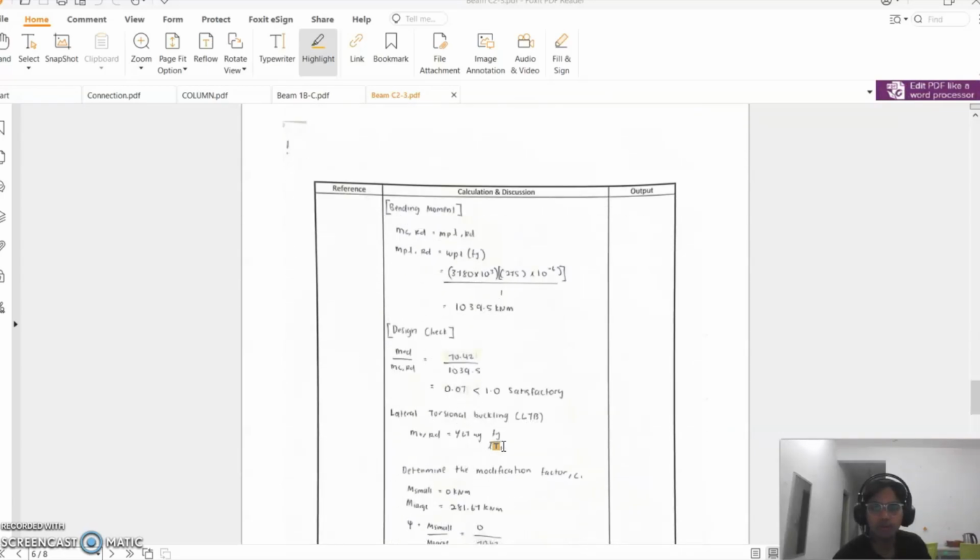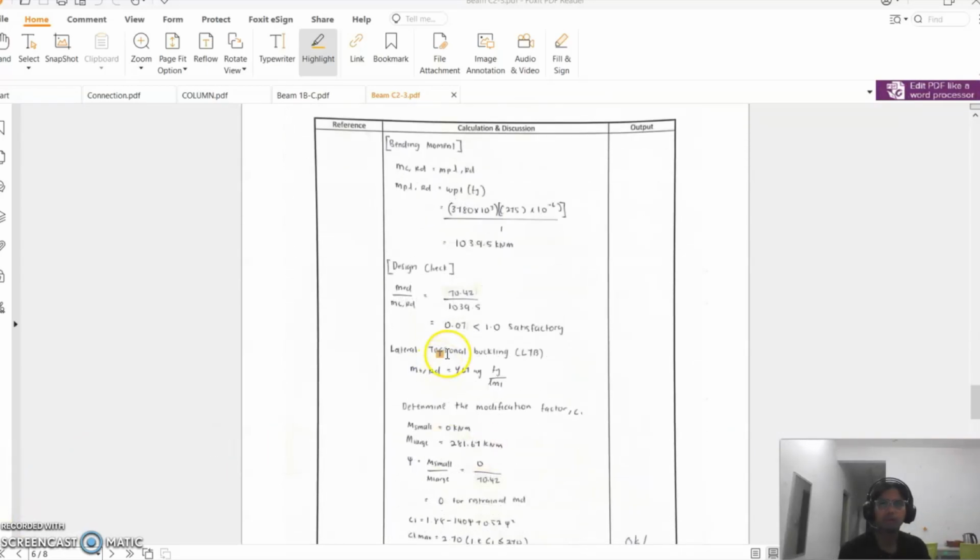Next, we go to the bending moment. The value for bending moment is 1039.5 kN meter, and design check 0.07 smaller than 1.0, and this is also satisfactory.